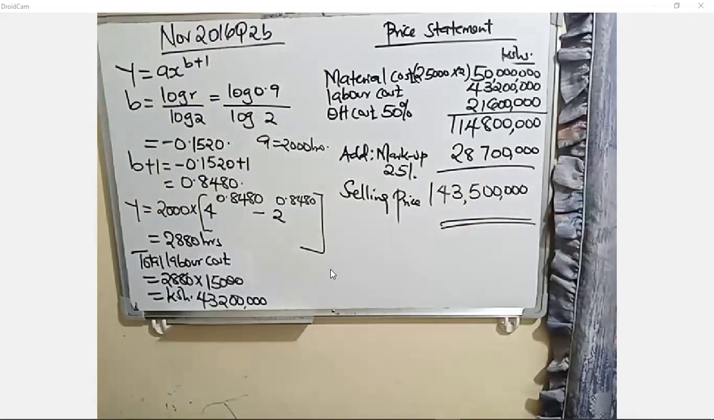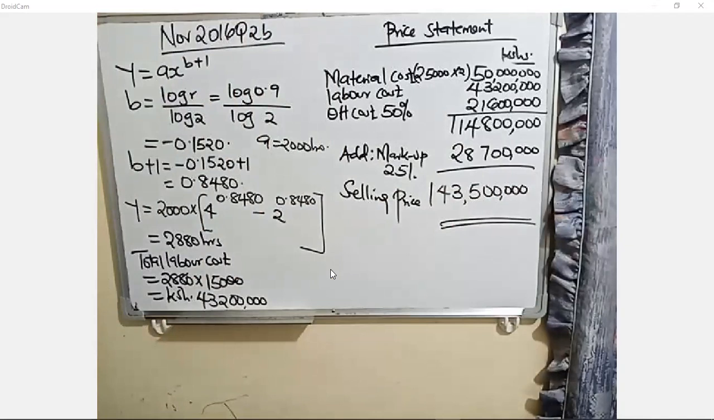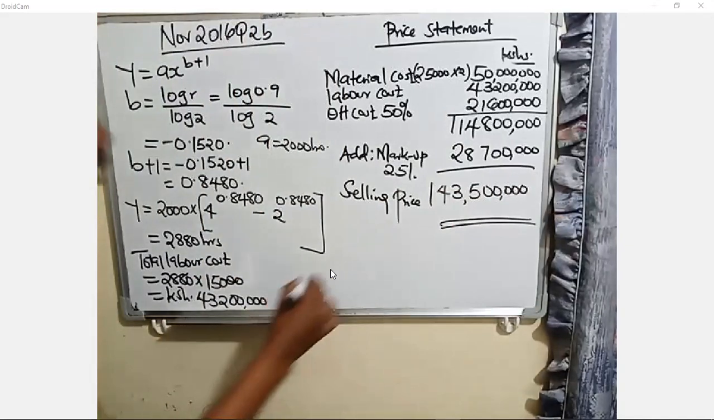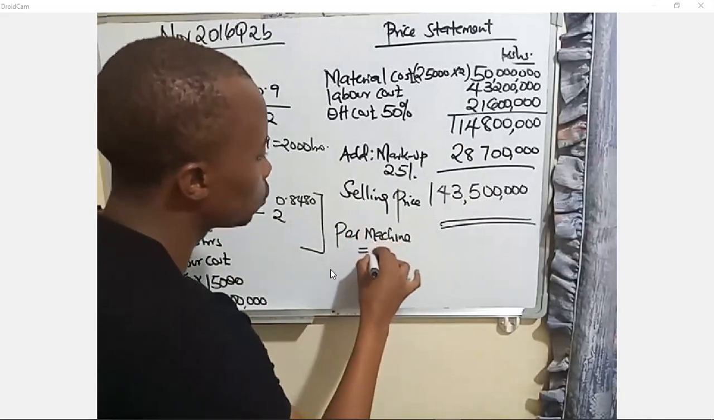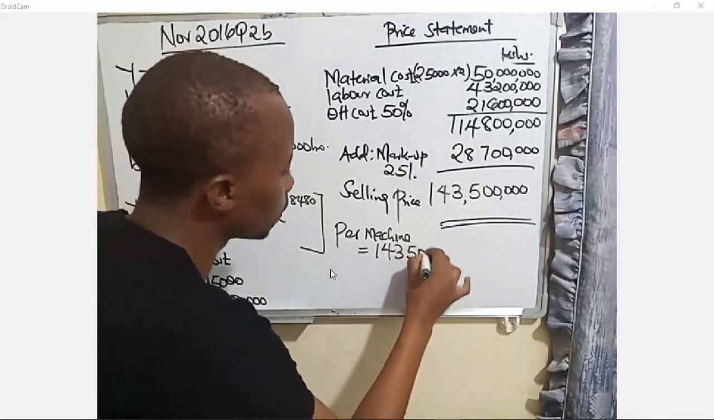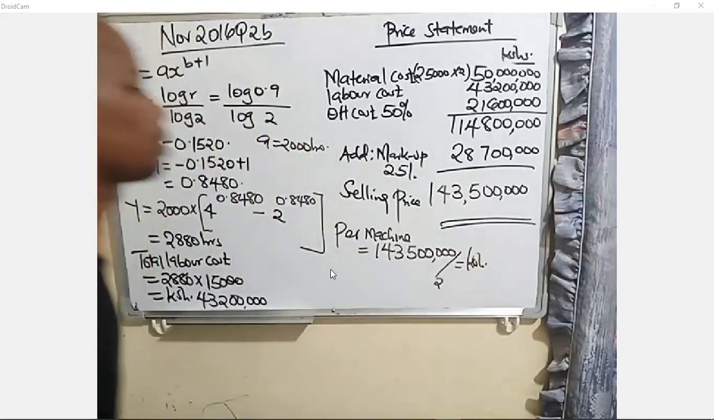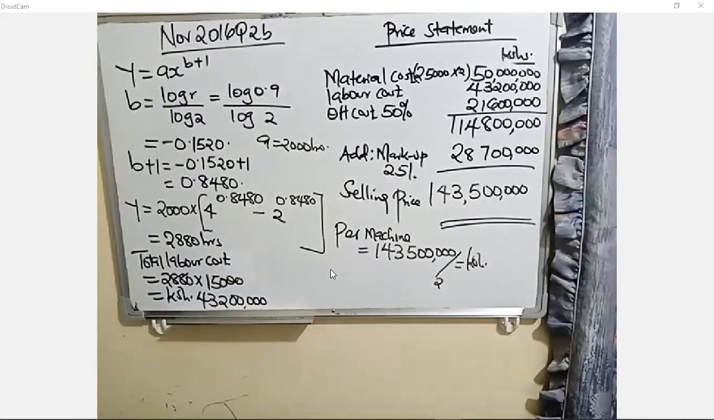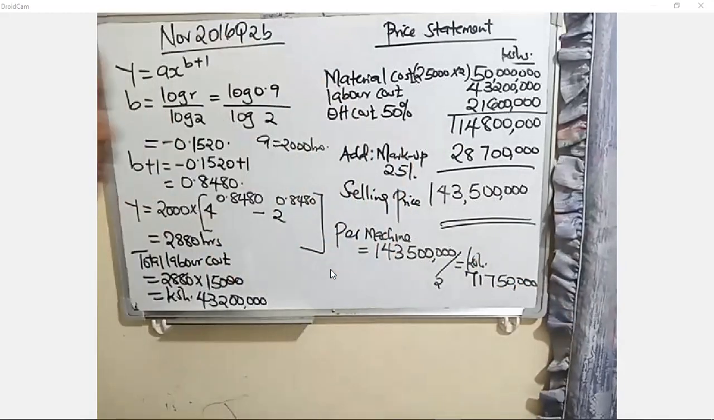Thank you. That is what we are supposed to be paying for the two machines, because we have been told that the management of Innovators Limited wants the price quotation per machine. So if it is per machine, what am I supposed to do? You just need to take 143,500,000 divided by 2. How much is this? 71,750,000. Are we together to that point? Yes.